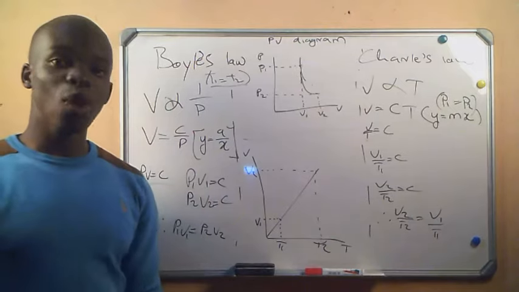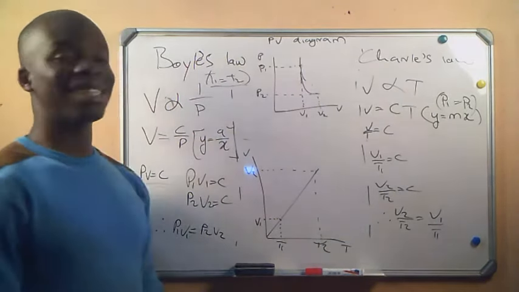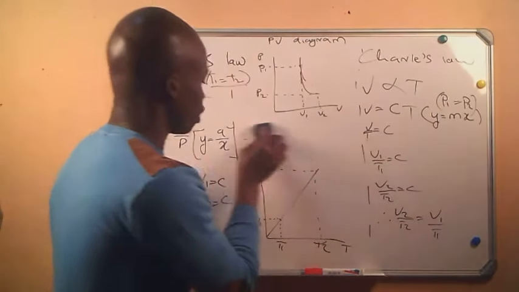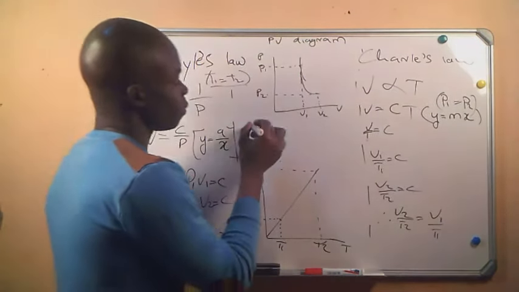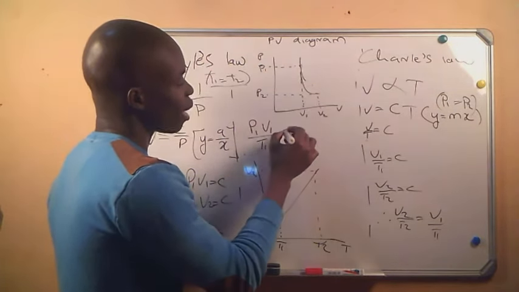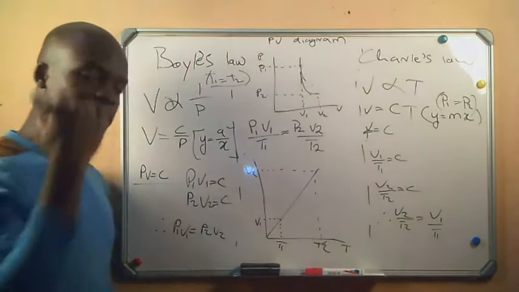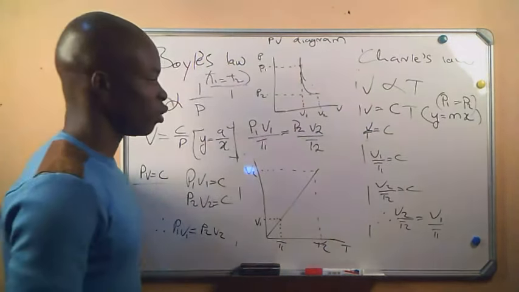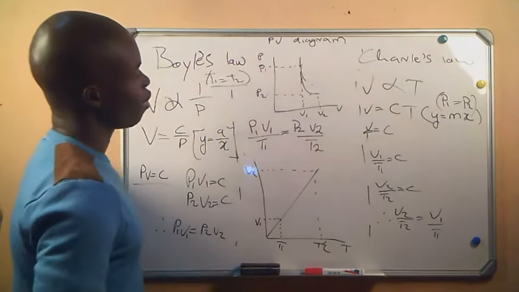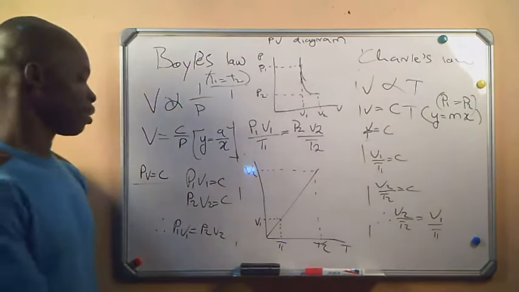Then what if you are not told about any constant? So you are not told that T is constant or P is constant. Then in that case, you will use this formula. It says P1 V1 divided by T1 is equal to P2 V2 divided by T2. So you can use this formula if you have a statement that says nothing about any constant.